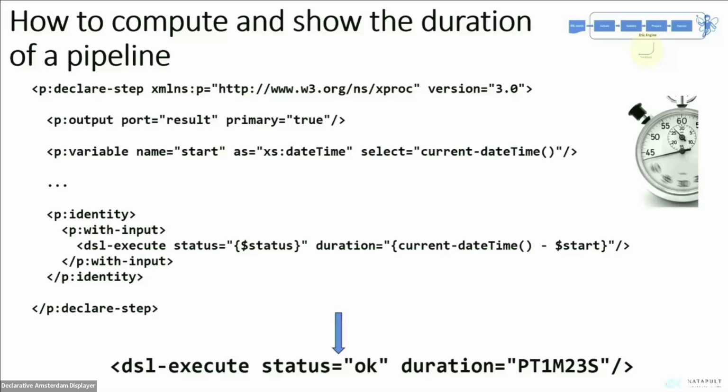We have a p:identity in which we put a document with just a DSL execute element, which tells you that the status was okay, and I assume you stored that in a $status variable, and it computes the duration by subtracting the start time from the current date and time. And in this case, it runs in 1 minute and 23 seconds.